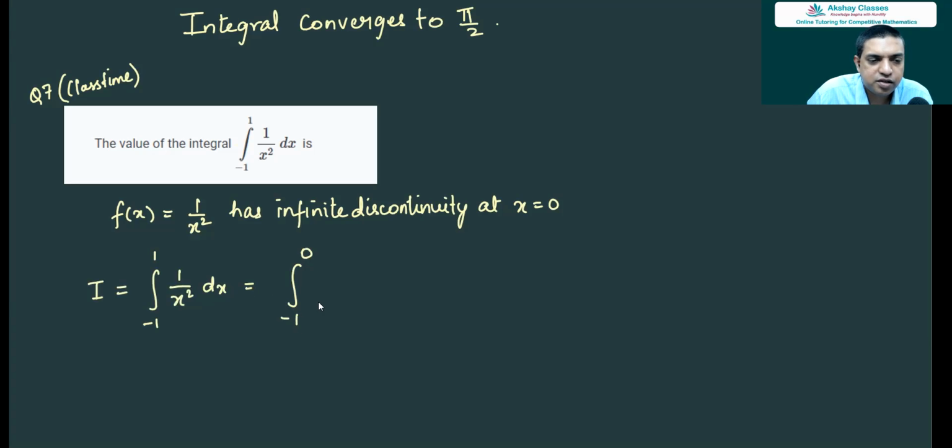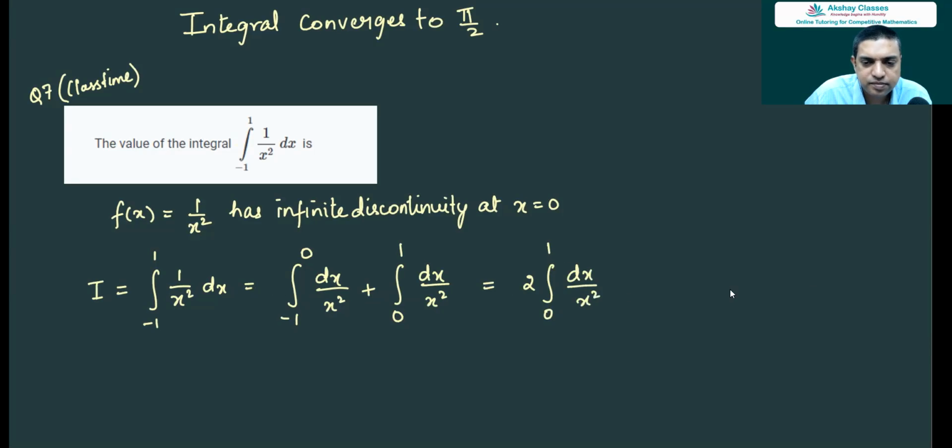Integral -1 to 0. Of course, because of the even function, we can do it. This is the same as twice the integral 0 to 1 dx by x square. Because it's an even function, we can straight away do that. Now twice the limit h tending to 0, integral 0 plus h to 1 dx upon x square.